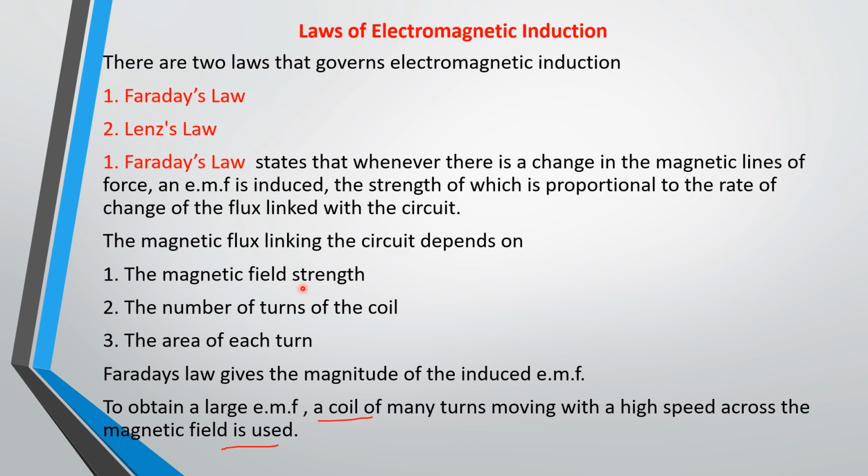Just understand that whenever there is a change in magnetic field, what that means is that when you bring a conductor into a magnetic field, there's an induced EMF. The strength of the induced EMF depends on the rate at which you bring that conductor into the magnetic field, and you can increase that strength by increasing the magnetic field strength, the number of turns, and the area of each turn. Every other thing is grammar. Is that okay? Understand it that way.